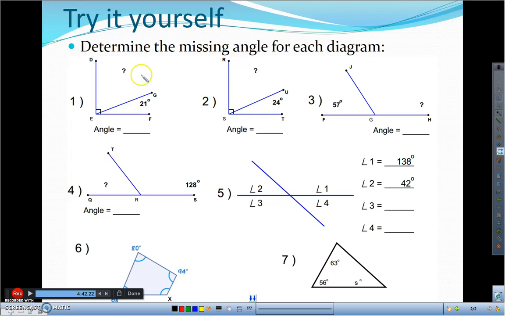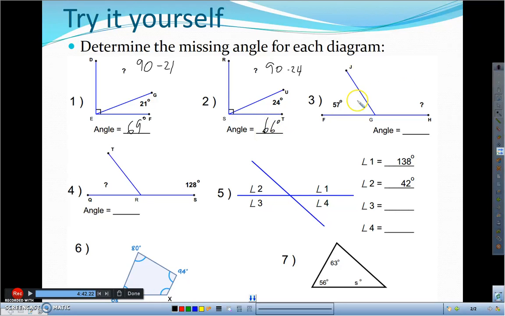All right, with this first one, this is a right angle. So we know that this question mark angle plus the 21 must add up to 90. Or the other way of looking at this is 90 minus 21 is going to be 69. The angle is 69 degrees. Same thing goes with this one. This will be 90 minus 24, which is 70 minus 4, which is 66 degrees.